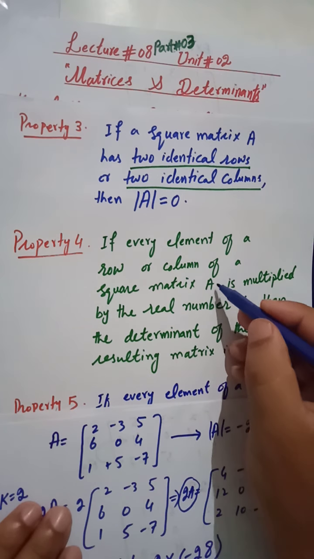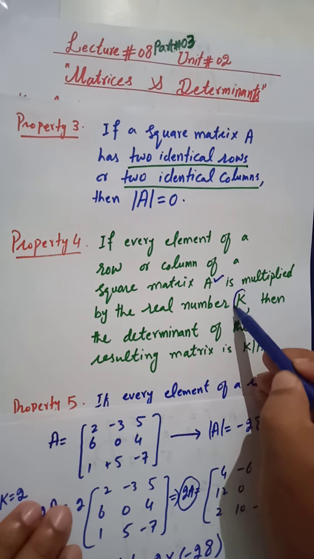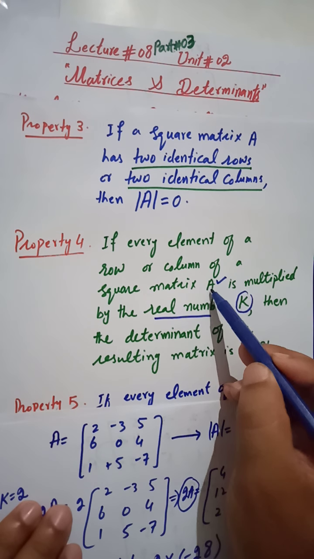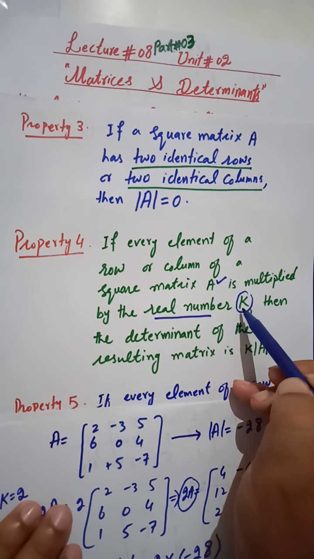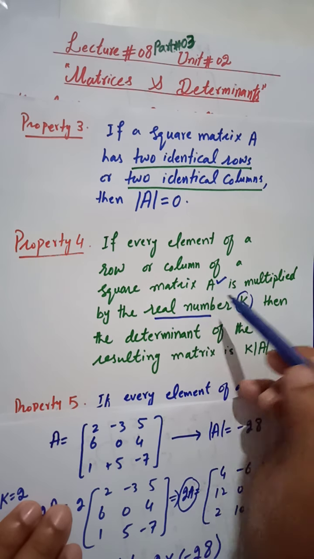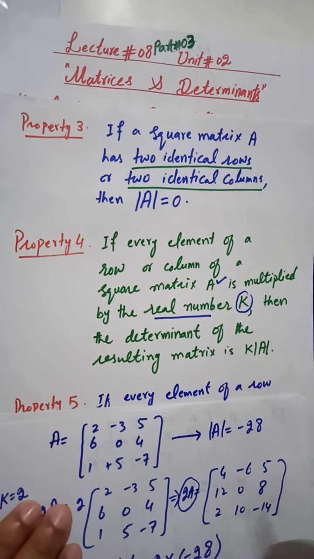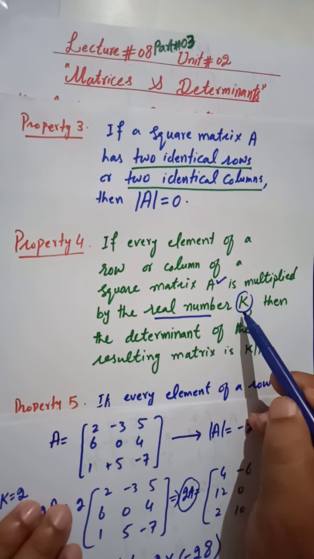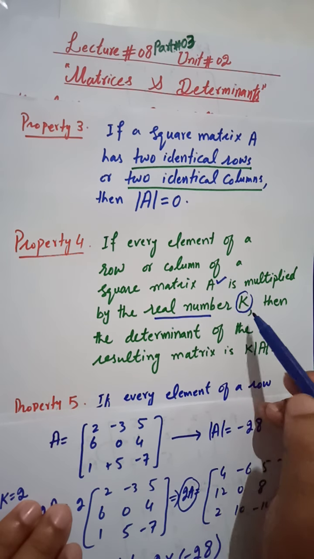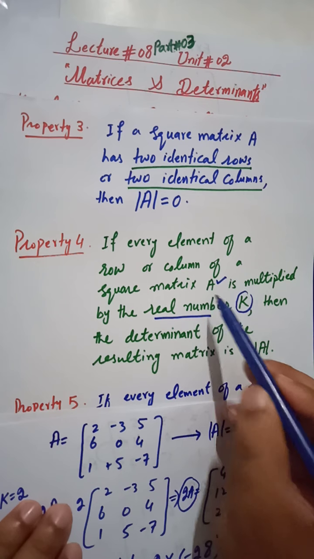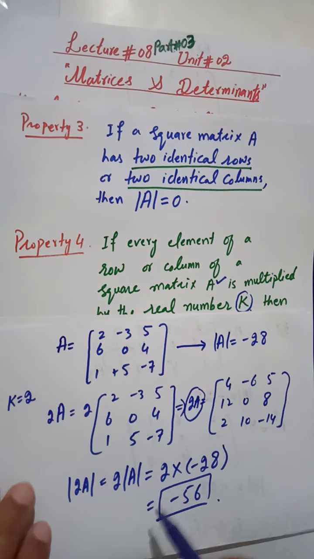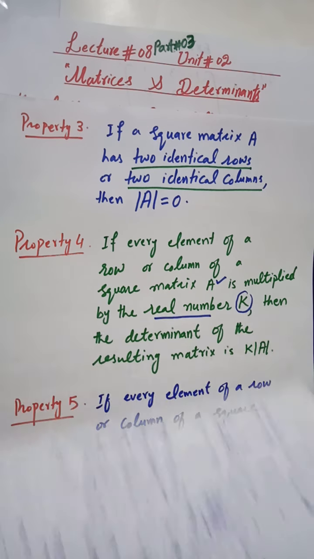If A is the original matrix and some scalar k, which is a real number, is multiplied with this matrix, then according to scalar multiplication, this k will be multiplied with each and every element of the matrix. So the determinant of the resultant matrix, which is obtained after multiplying by k, will be equal to k times the determinant of the original matrix.